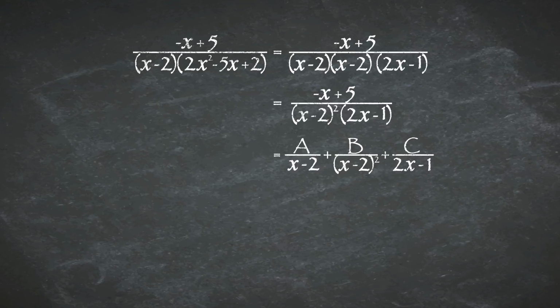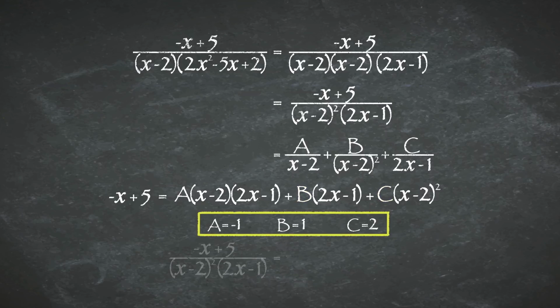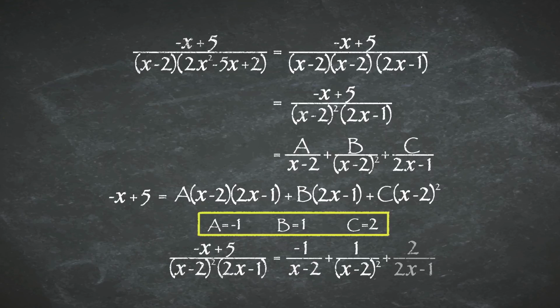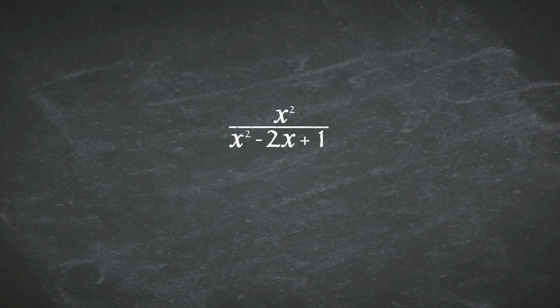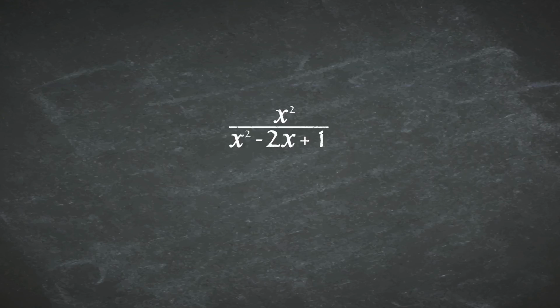As before, we can equate the numerators and find a, b, and c. Then we can express the single fraction in terms of its partial fractions. Let's look at one final example. First, as always, check if it is a proper fraction before proceeding to find its partial fractions. Here, both the numerator and denominator are quadratic.